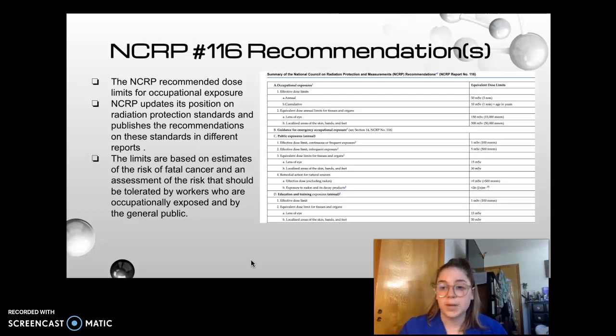Once I get my license and I'm starting to work in a hospital, I will be allowed to receive that same 50 millisieverts of radiation per year. These limits are based on estimates of the risk of fatal cancer and assessment of the risk that should be tolerated by workers who are exposed and the general public and what they are allowed to be exposed to.